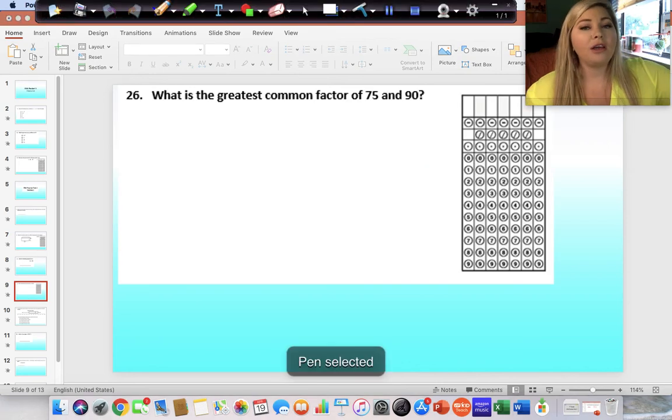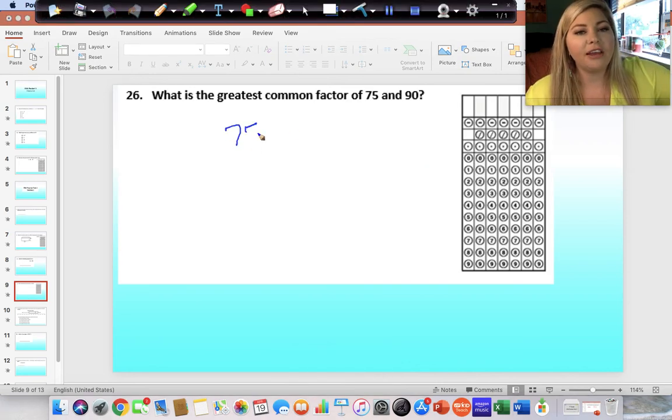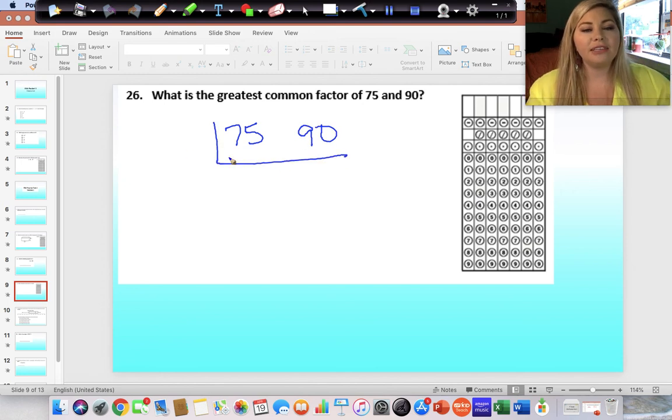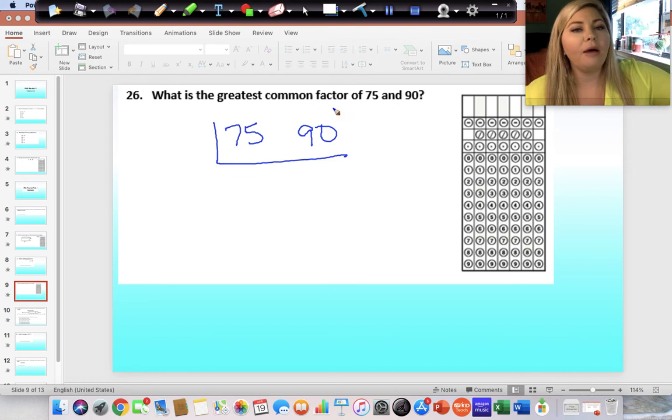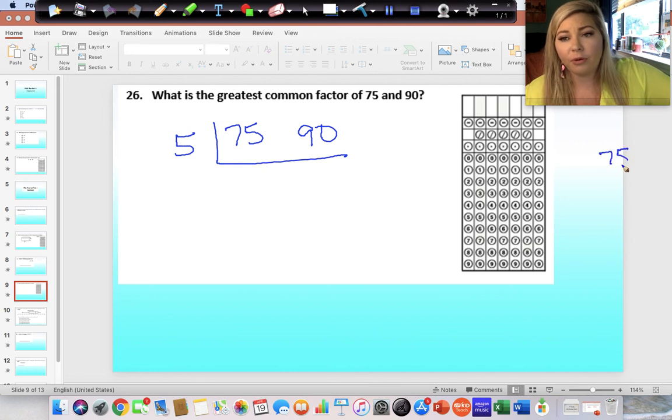What is the greatest common factor for 75 and 90? I like to do the birthday cake method here. And what that is you are dividing both of these numbers by the same number. Like what number can go into both 75 and 90? I can see that this one ends in a 5 and this one ends in a 0. So I know that 5 goes into both of these. And you can divide off the side if you don't know how many times 5 goes into both of those.